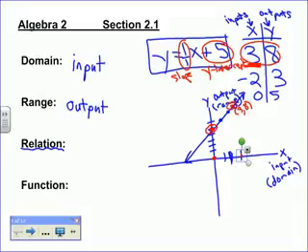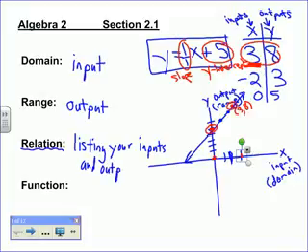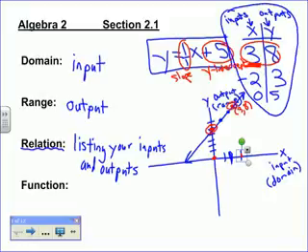A relation, we're going to use that word, is just kind of listing your inputs and outputs. In other words, this is one way that you can show a relation, like how things are related, basically. 3 is connected to the 8, -2 to the 3, 0 to the 5, things like that. Okay.